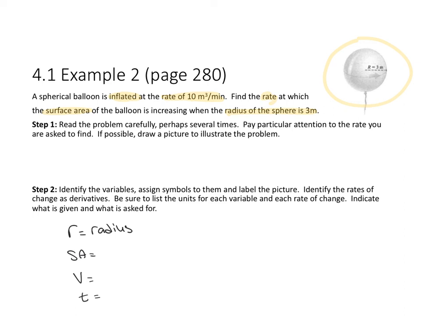So the question is asking us, when a balloon is being inflated at a rate, so that's my dV/dt, of 10 meters cubed per minute, find the rate at which the surface area, so that's my dS/dt, is what I'm looking for. And I know my radius in this case is going to be 3. So let's think about our equations in the next slide.